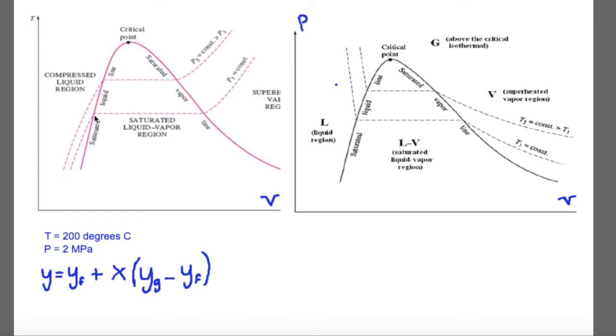So this is what we call the quality, okay? Because you don't know exactly where you are in between here in the saturated liquid vapor region, are you very, very liquidy, or are you very, very vapor here? So it transitions between liquid to vapor throughout this area here as we're increasing the specific volume. Remember, the temperature is staying the same.